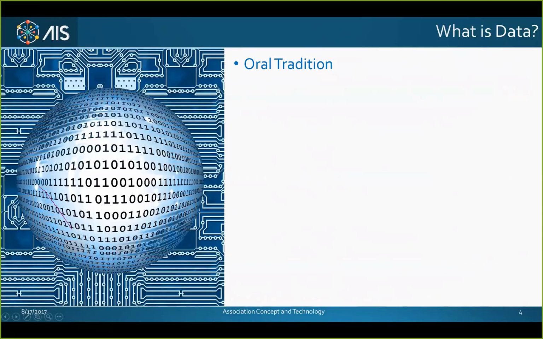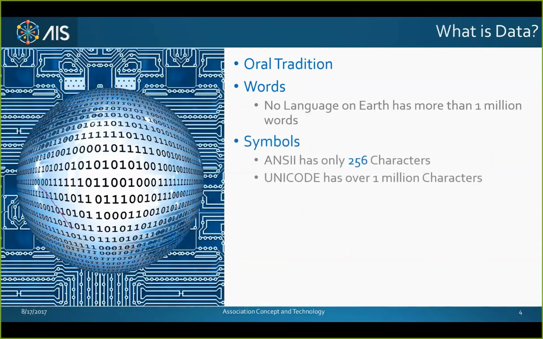All right? What we have is essentially an oral tradition going back 10,000 years. That oral tradition was at some point created using words. No language on earth, regardless of culture, has more than 1 million words. None. When you consider that, these are essentially symbols. Those symbols today are represented by the ANSI code, 256 characters, and Unicode to represent all the languages of the world, which are essentially 1 million characters.